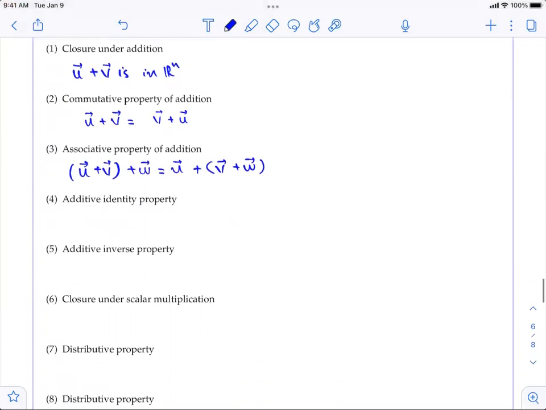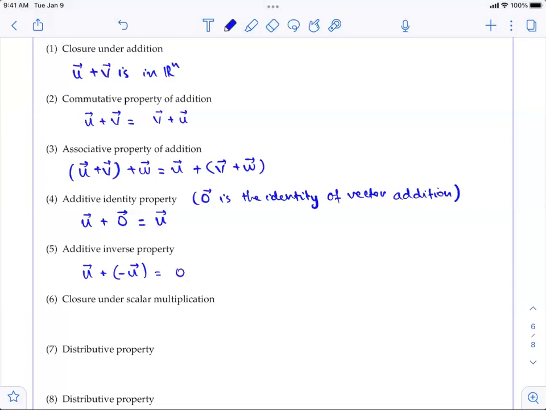The fourth property is the additive identity property. So you have u plus the 0 vector. It's going to give you the original vector back. So in this case, 0 is the identity of vector additions. The next property is the additive inverse property. So if you have u plus the negative of u, then you obtain the 0 vector.